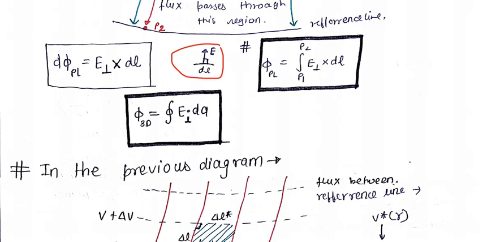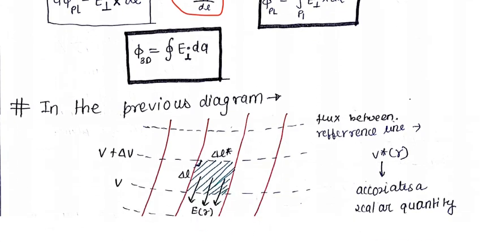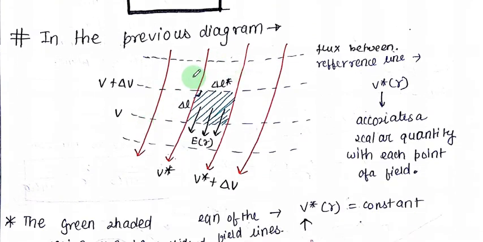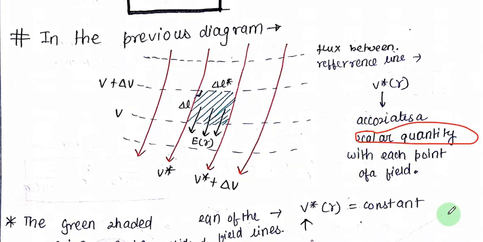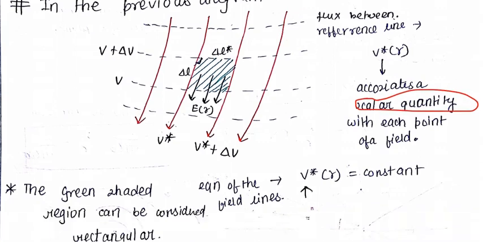So here, what is the value of Φ3d? That is the closed surface integral of E perpendicular dot dA. Now in the previous diagram, if I redraw it, you can see that it is the same diagram. Flux between the reference line: we are saying this is the reference line, and here we say V star R. V star R is the amount of flux, and it associates a scalar quantity with each point of a field. Let us talk more about that.